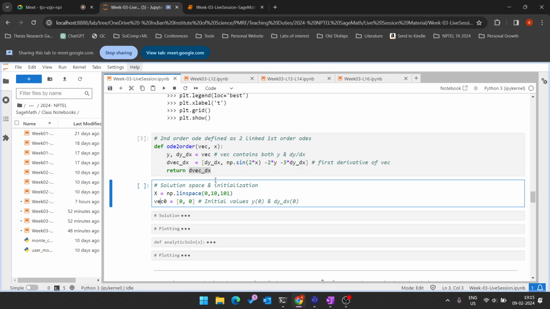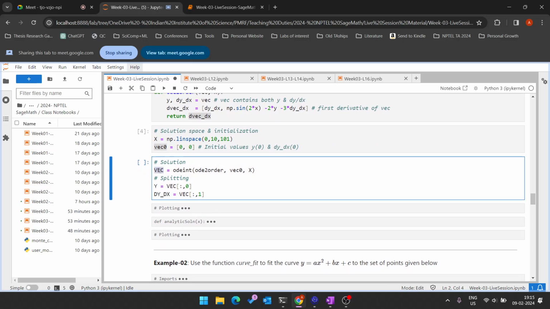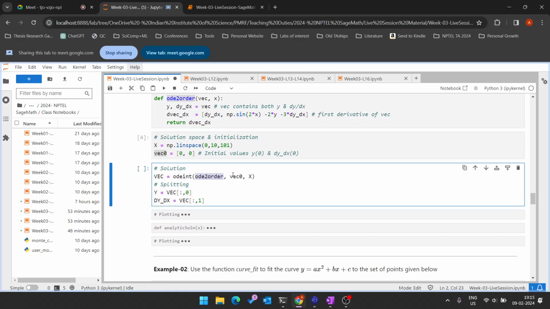Next, we give the initial value of the vector, which is the initial value of y at 0 and dy by dx at 0. Those both being 0 from our problem, our initial vector at 0 is also 0, 0. Now we move to the solution part. Our overall solution vector, written in capital, is obtained by using odeint with ODE second order as my derivative function, x0 as my initial condition, and x as my entire solutions array.